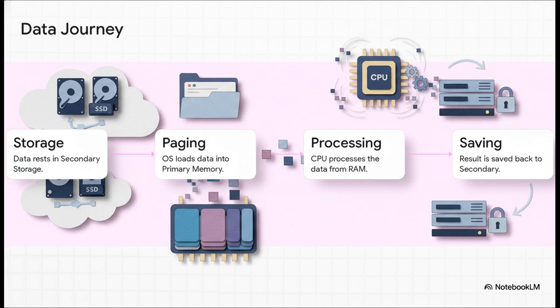Okay, let's dive into this workflow. It's an elegant 4-step journey. First, your data is just resting safely in secondary storage. When you double-click to open a file, your operating system uses a slick technique called paging.